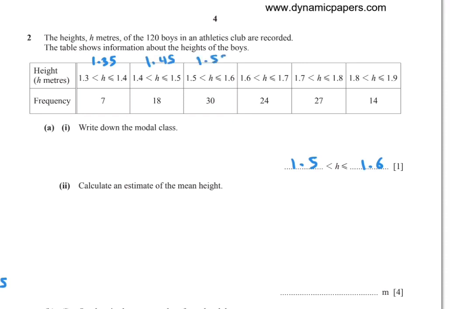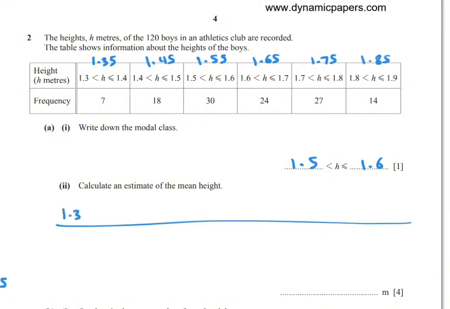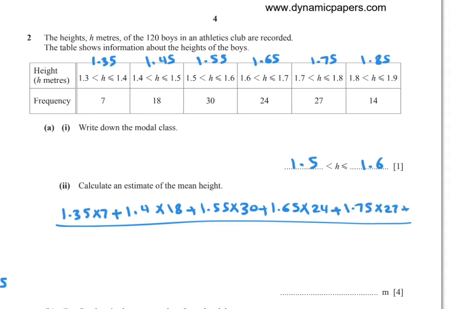1.55, 1.65, 1.75, 1.85. Now multiply the middle value by the frequency for each class. 1.45 times 18, 1.55 times 30, 1.65 times 24, 1.75 times 27, and 1.85 times 14.